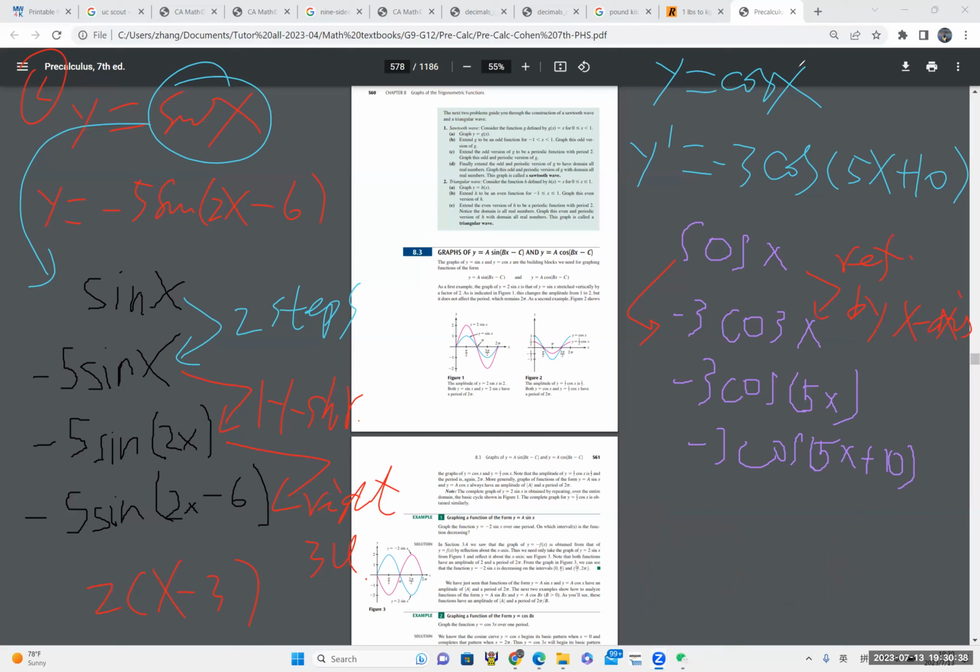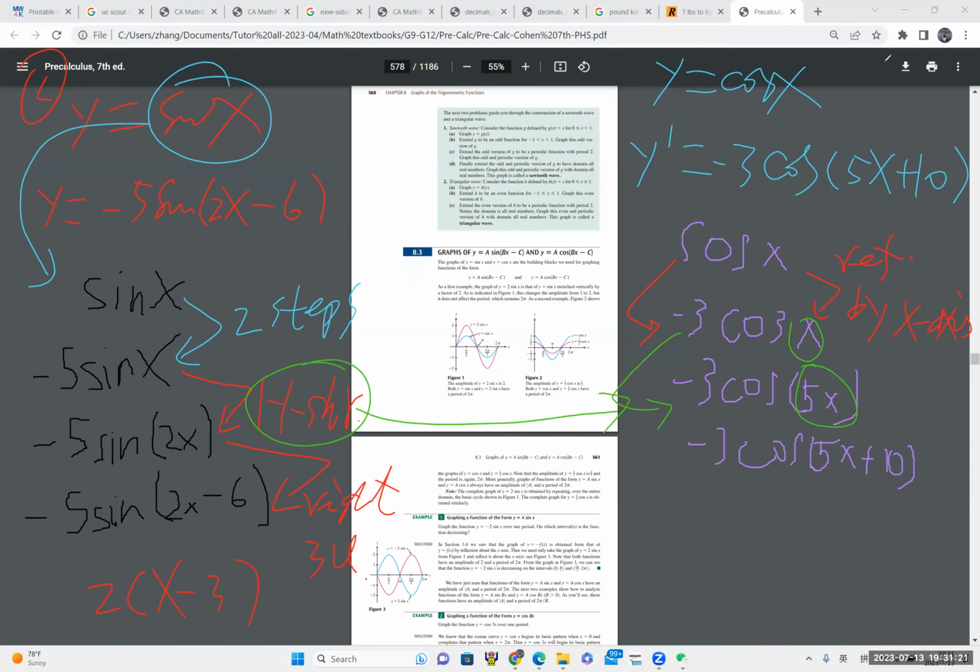Then keep going. Let me use a different color from here to here. That means x replaced by 5x. Right? Then what kind of transform is this? This is also stretching. Vertical or horizontal? It's horizontal. But this time it's 5, greater than 1, so it's actually a shrink. Like what I mentioned here, it's a shrink.